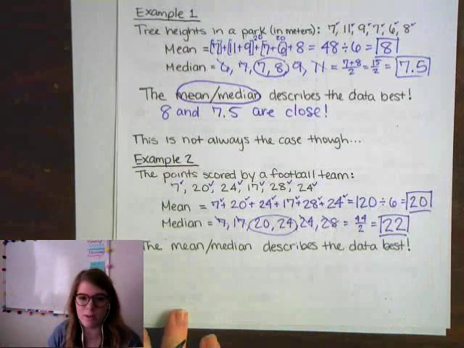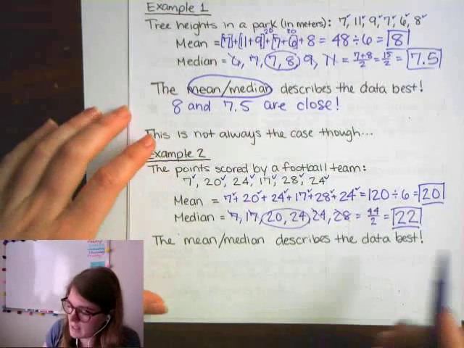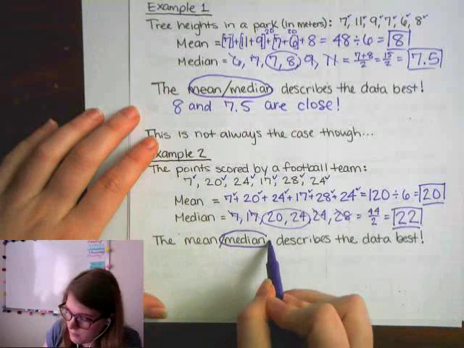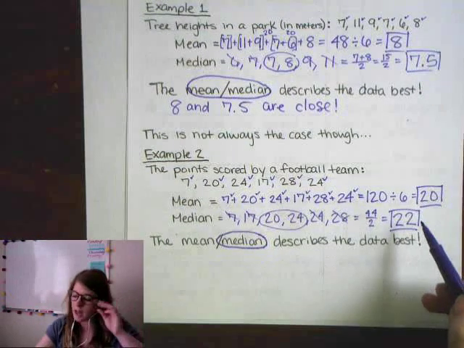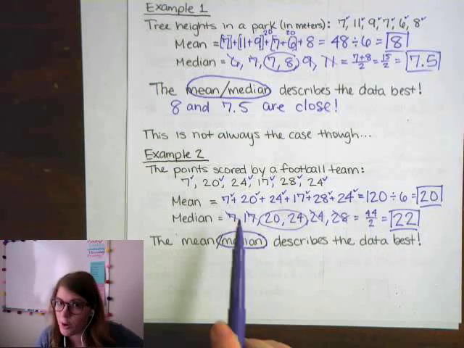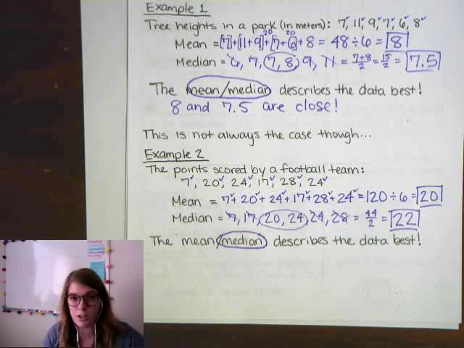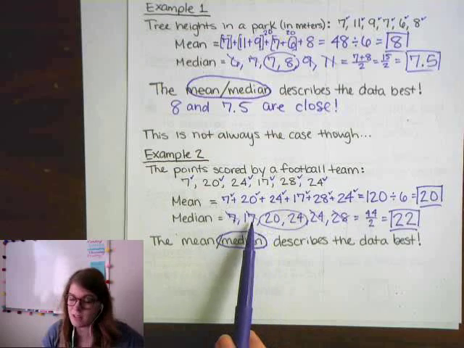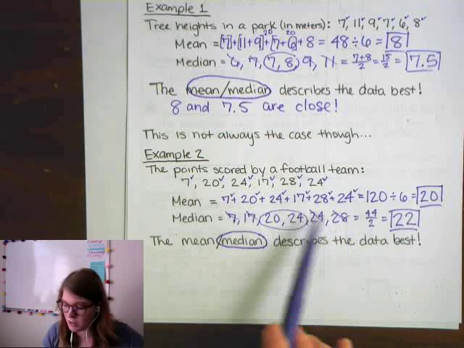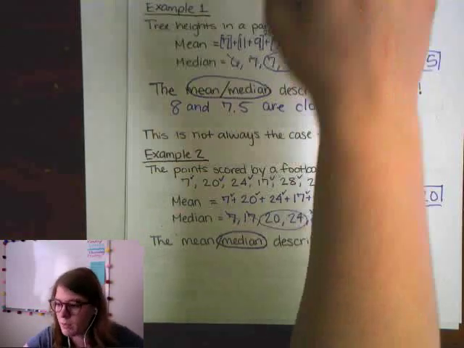Which one do you think describes the data best? All right, it's actually going to be the median here. So I know 22 and 20 are still pretty close, but I could have told you from the start that the median was going to describe this data set better because we've got what we talked about last week, an outlier. Think about it. This is in the high teens, we've got 20s, don't even get to 30, so everything's really around 20. A little bit more than it, though, right?